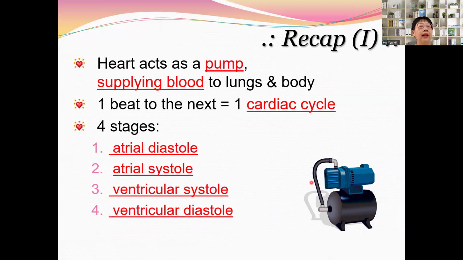And in one cardiac cycle, there are 4 stages. 4 things will happen. Number 1, atrial diastole. Number 2, atrial systole. Number 3, ventricular systole. Number 4, ventricular diastole.